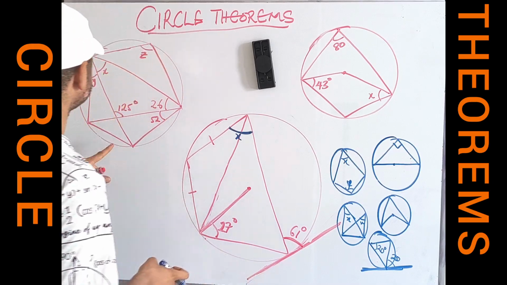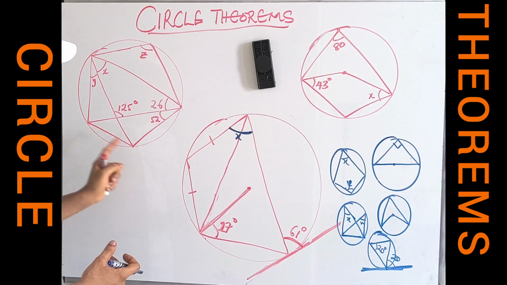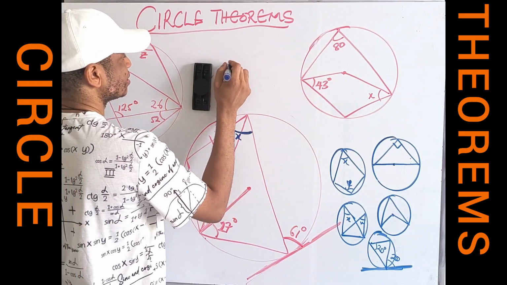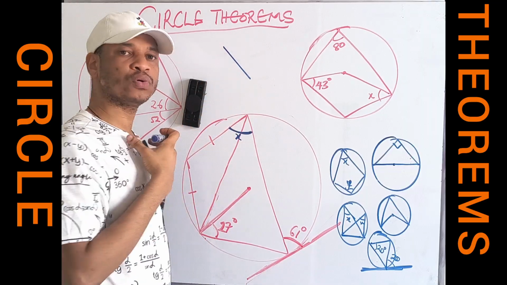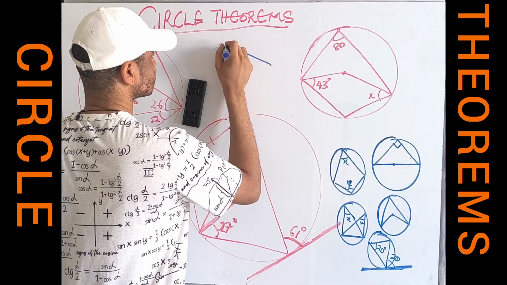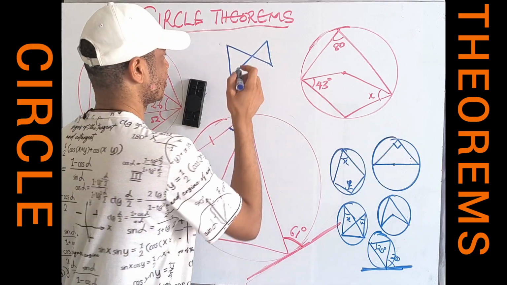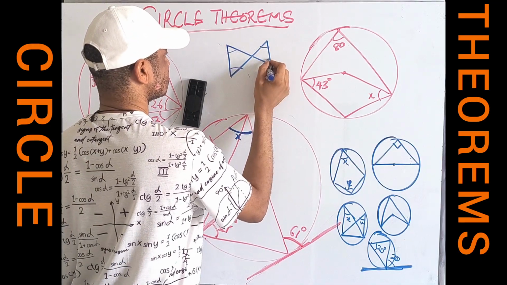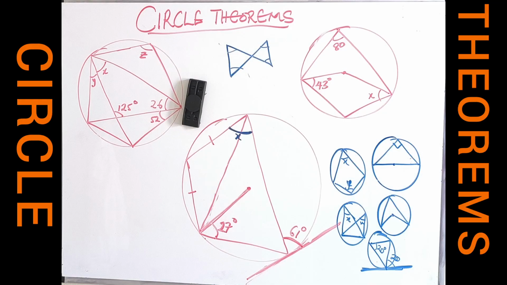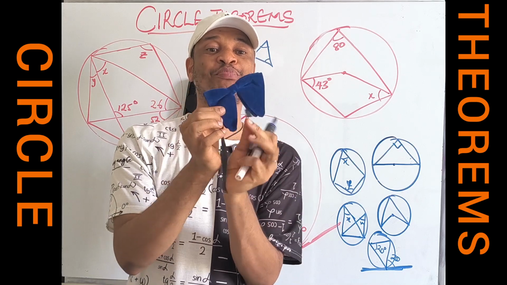So let's see, is there a quadrilateral? Yes, there is a quadrilateral. This is a quadrilateral. Okay, is there same segment? Now, I call this same segment the bow tie rule. You know the bow tie people wear, right? So I call it the bow tie rule. It's like this, the one people wear on the neck. All right, so this is a bow tie, the bow tie rule.